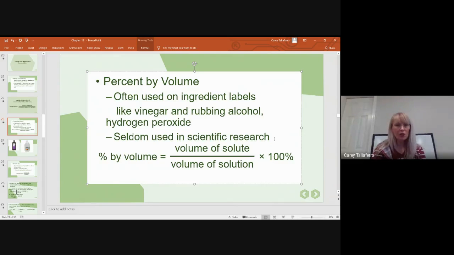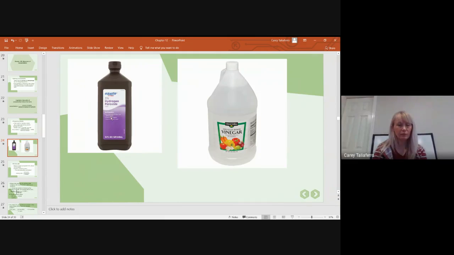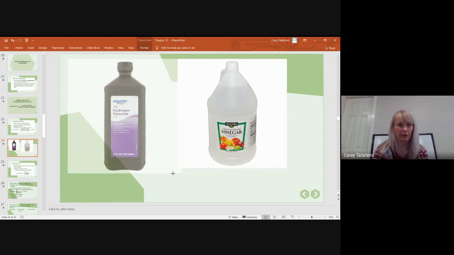So a percent by volume just means the volume of the solute, whatever's being dissolved, into the total volume of solution. Now remember, a solution is solute plus solvent, so it's everything together. And then to get a percentage, of course, you multiply by 100. Now, here's what I mean by that. Let's look at these labels. If you can see this hydrogen peroxide label, I'll try to make it a little bit bigger. You'll see that it is 3% hydrogen peroxide.